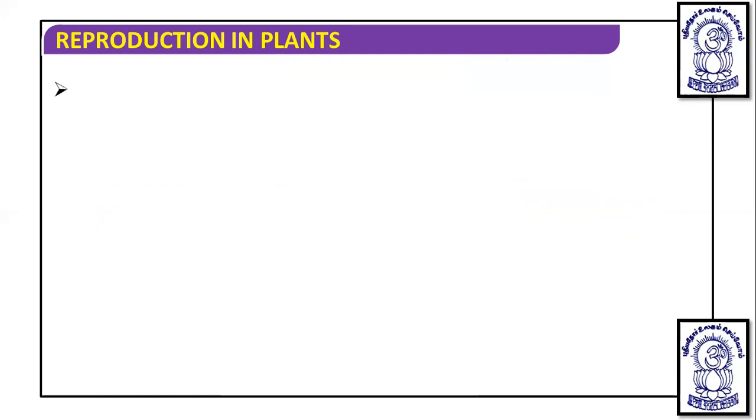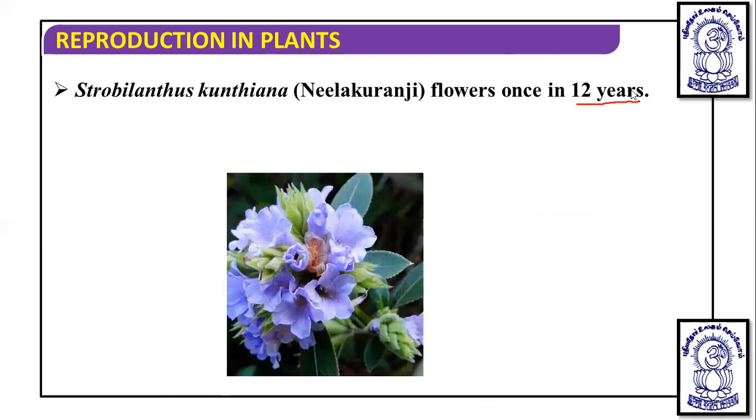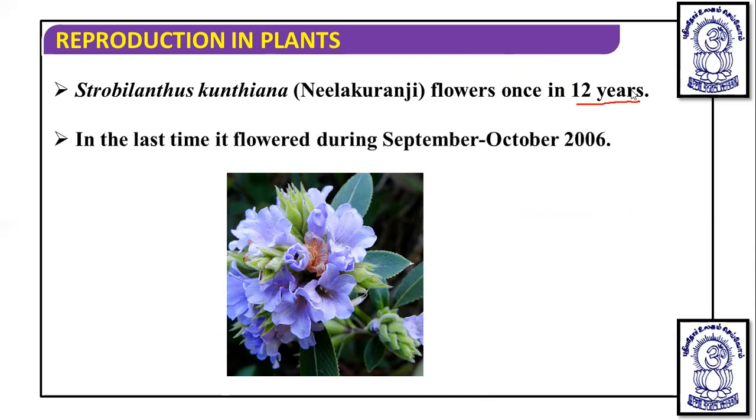After this example, another example of a monocarpic and perennial plant is Strobilanthes kunthiana, which is also known as Neelakurinji, and it is known that it flowers every 12 years. So after 12 years, it will show the flowering, it will show the fruiting, then they are going to die. Now it is known that in Strobilanthes kunthiana, blue colored beautiful flowers are found. The last time it flowered was during September October 2006.